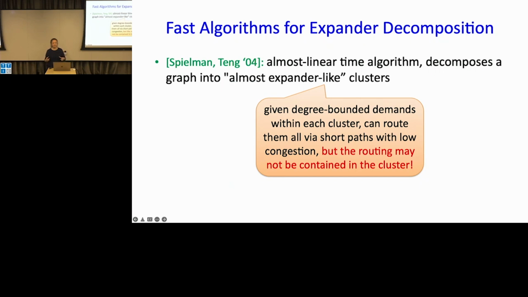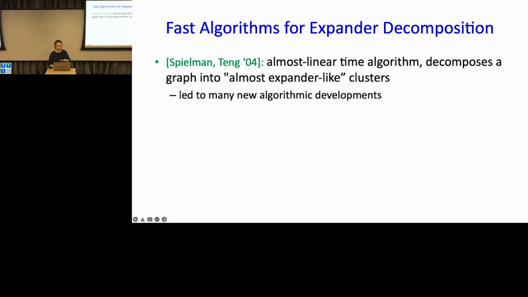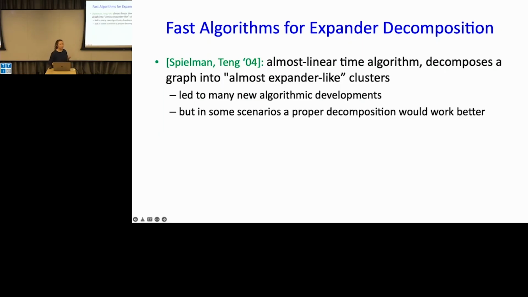But the routing is not contained in the cluster. The routing for a single cluster can go outside of the cluster and use vertices and edges from various other clusters. So this was a really big result. It led to many algorithmic developments. But some of these algorithms were probably more complicated than they needed to be because they use this not quite expander decomposition. And also there are some settings where you do need the proper expander decomposition.